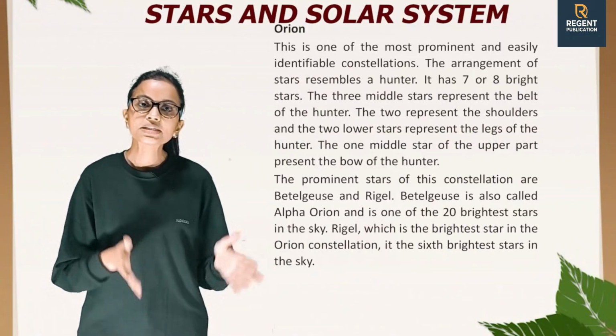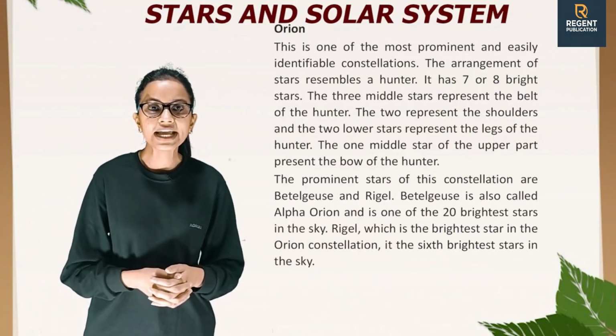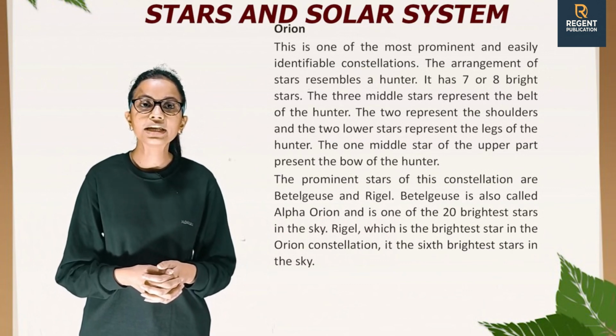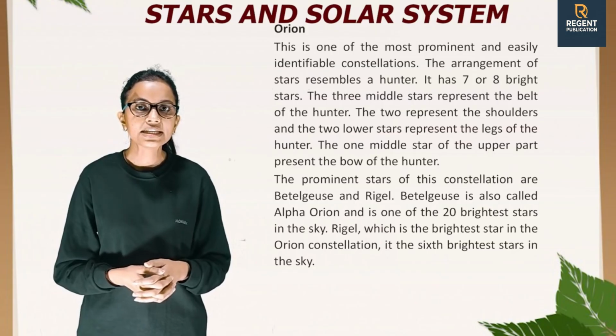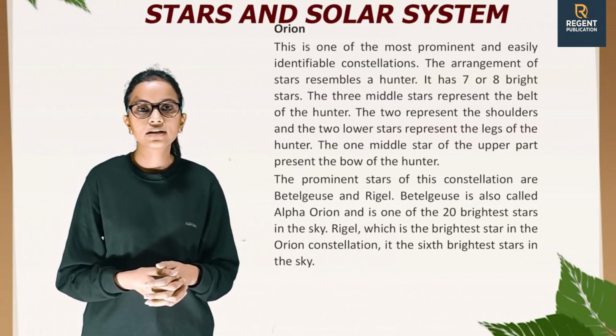Orion. This is one of the most prominent and easily identifiable constellations. The arrangement of stars resembles a hunter. It has 7 or 8 bright stars.